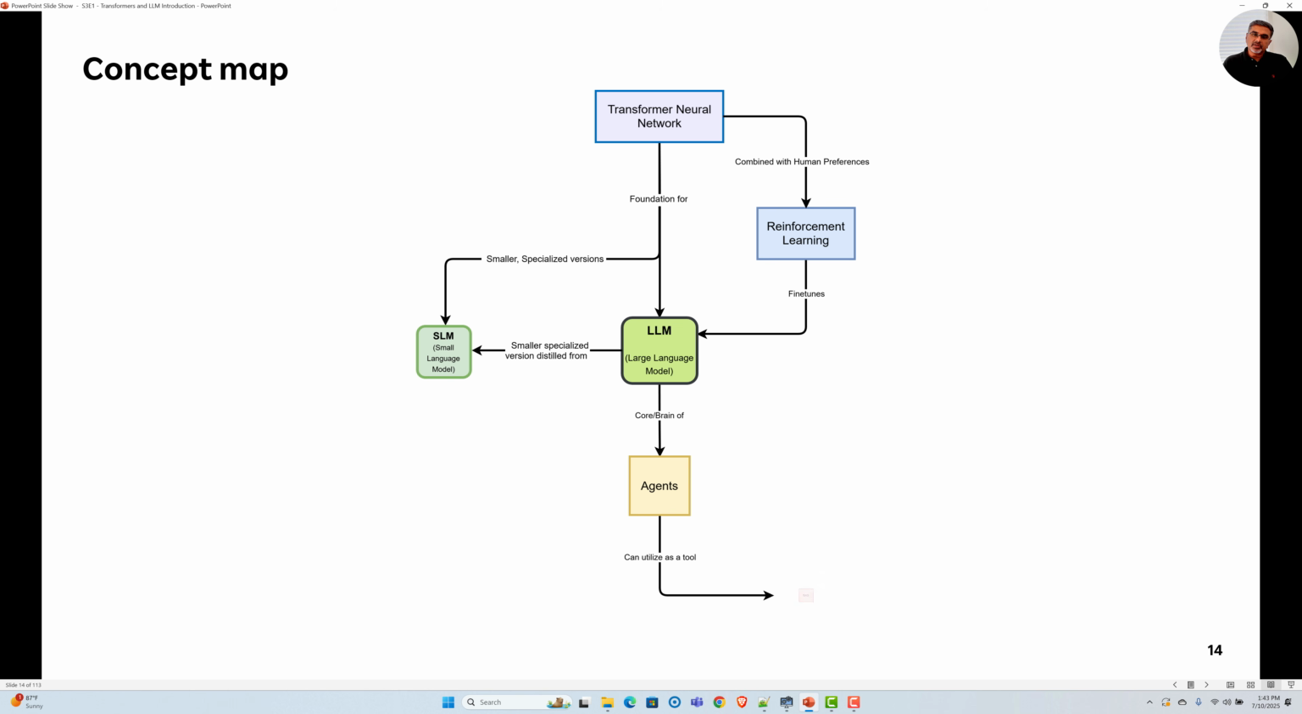And an agent can also rely on a concept called RAG, and that allows you to bring in your organization's data so that you can blend in search along with the generation capabilities of a large language model, which is also something that we'll explore in season 3. So this is how all of these different concepts are interconnected.